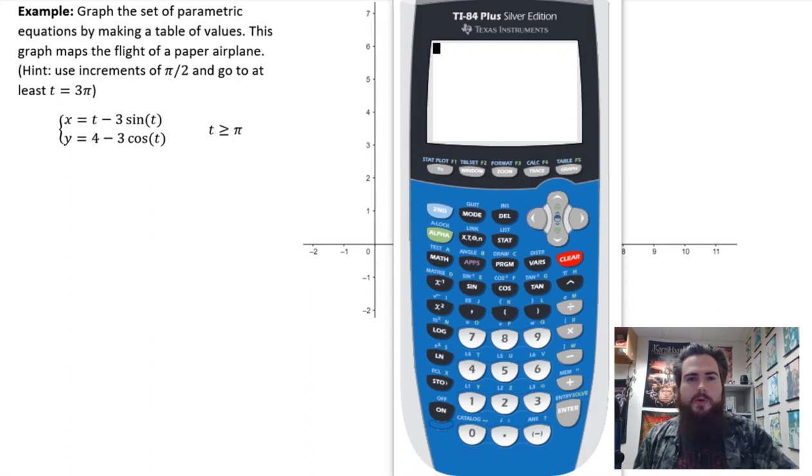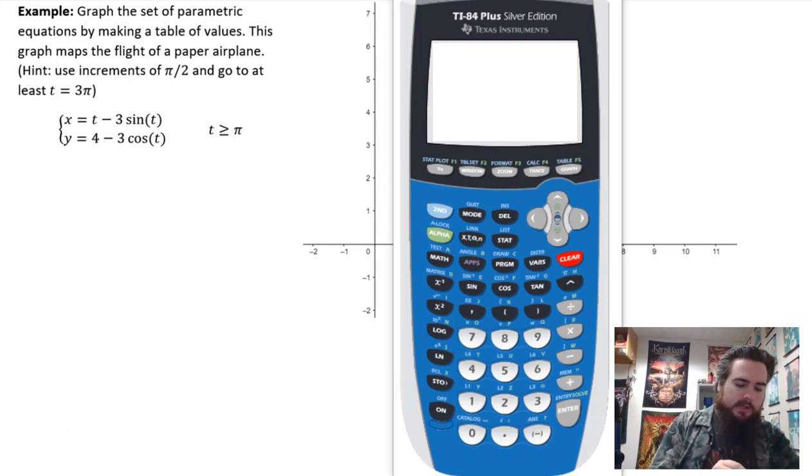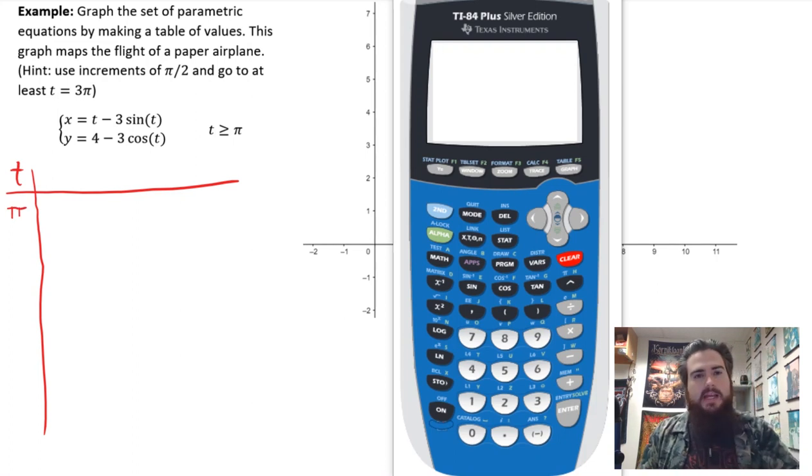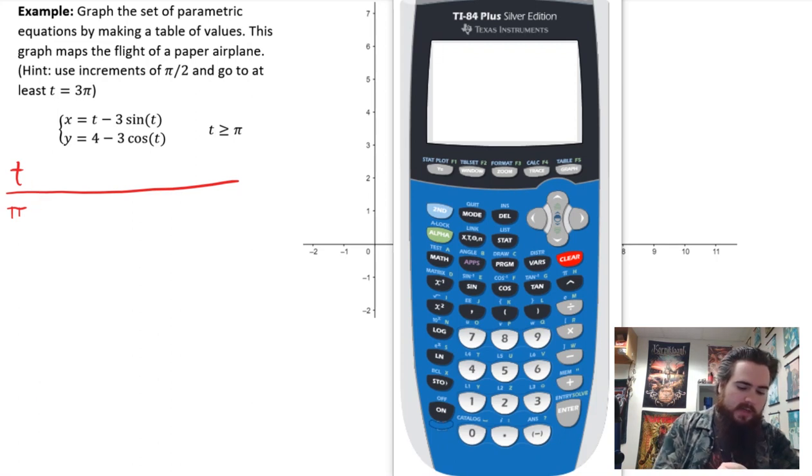For this one, we are going to do quite a bit of rounding, so I'm going to keep my calculator up on the screen for a while. So, for our set of values, as per the restriction, t has to start at minimum pi, so that's where I'll begin. And from my hint, it said to go from increments of pi over 2. So let's go ahead and do that.